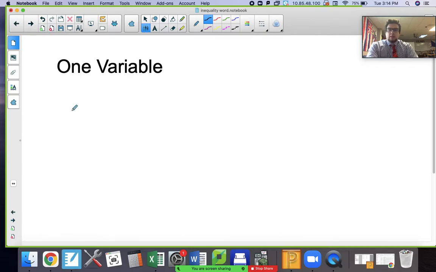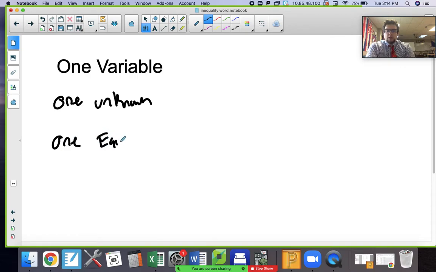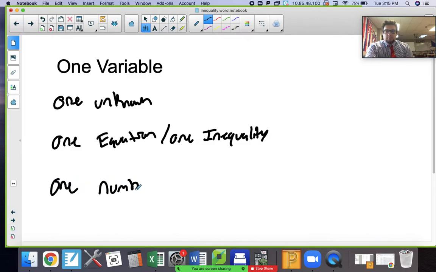The first one is, is there just one variable? So just one unknown. And if there's one unknown, we only need one equation, or in this case, one inequality. And we only need one number line.